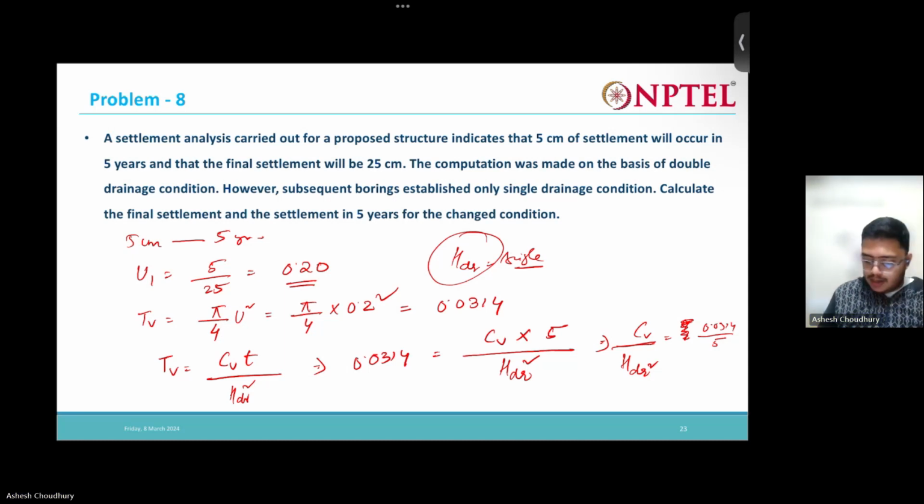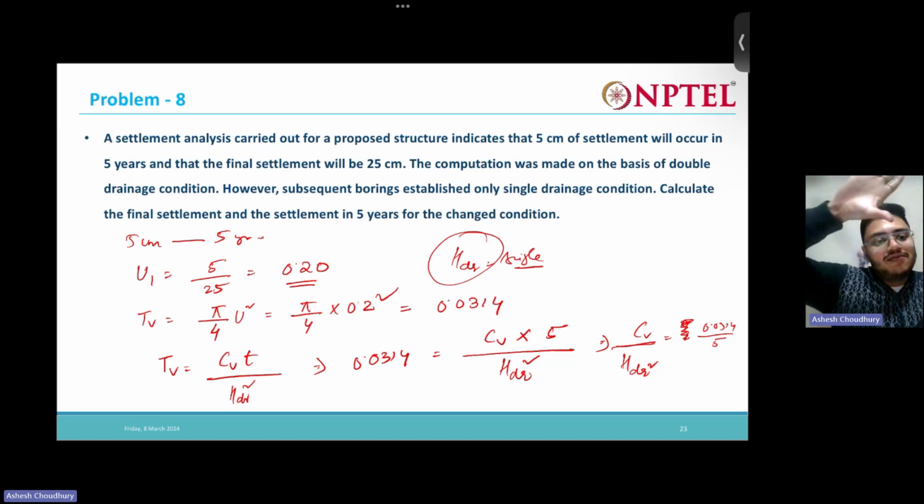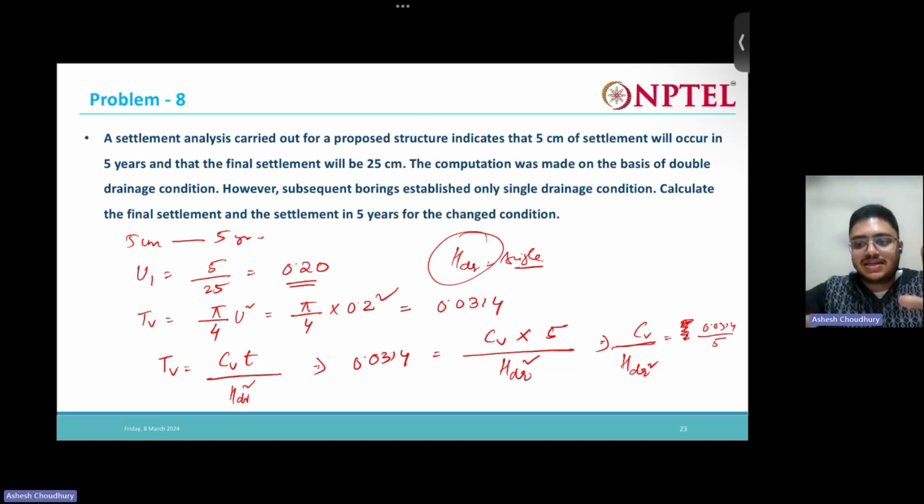Oh, sorry. Okay, sorry. I got the question wrong. That's why I was thinking. So initially the calculation was carried out on the basis of double drainage condition. That means in 5 years, 5 centimeter settlement will occur if the condition is double drainage, not single. This is double drainage.